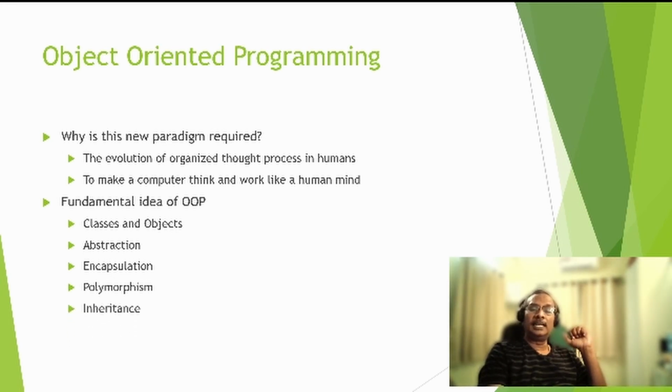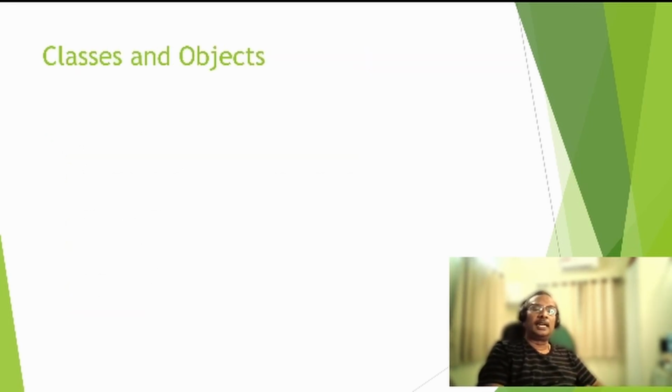And then inheritance. Inheritance is the capability of an object to render its properties and functions to its children so they can perform the same thing. We will see everything in detail in the future, one by one. Now let us discuss what classes and objects are.